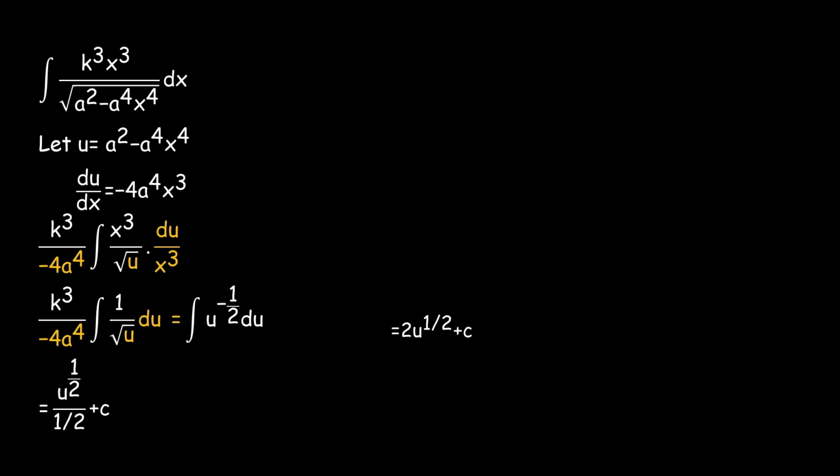Now let's not forget our constants, which were outside, k cubed and the rest of it. So this would be k cubed over negative 4a to the power 4 times 2 square root of a squared minus a to the power 4 x to the power 4, which is basically the value of u which has been replaced. But that's fine.